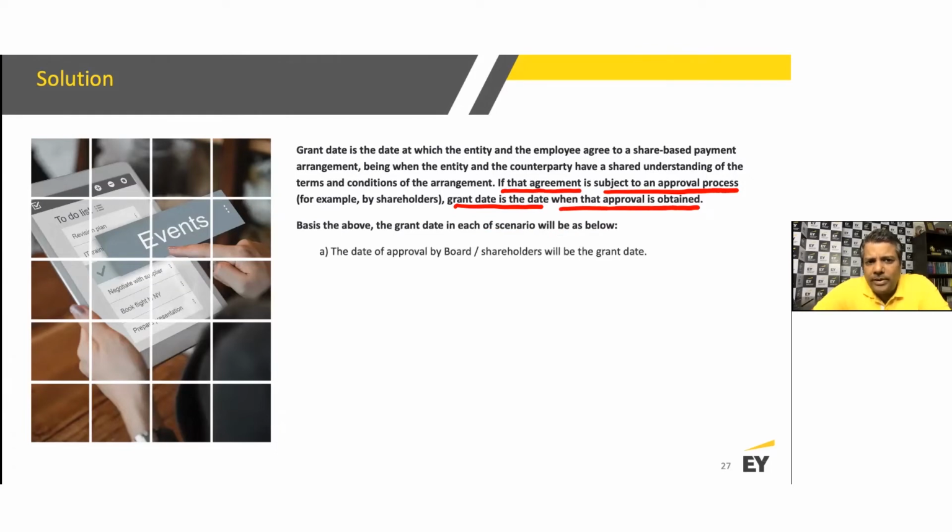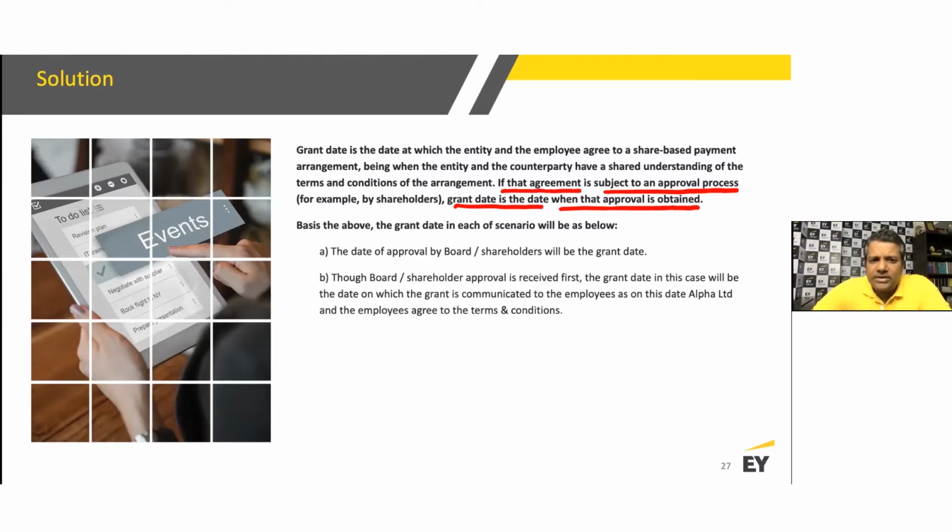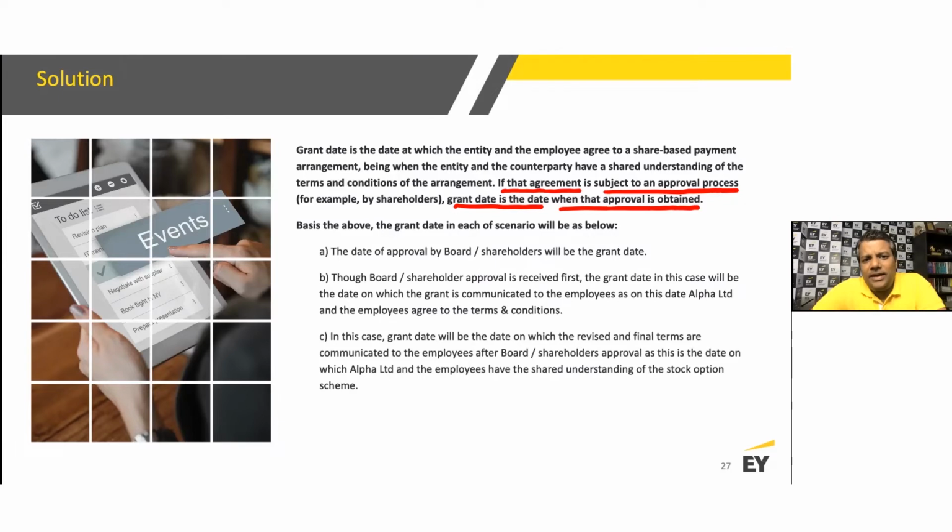The date of approval by the board or shareholder will be the grant date in scenario number 1. In scenario 2, though the board and shareholder have already approved, the grant date will be the date on which the grant is communicated to the employee. Well, I need to know what you have approved. I need to also agree with you, right, as on this date. And the third is that the grant date will be the date on which the revised and final terms are communicated to the employee after the board or shareholder approval, as this is the date on which Alpha Limited and the employees have the shared understanding of the stock option scheme.